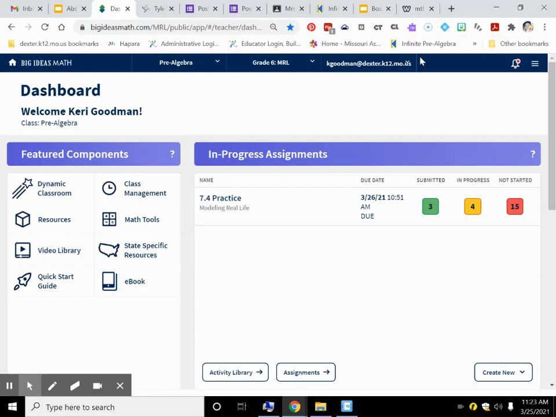Alright, we need to get our Chromebooks out. Go to Big Ideas Math and be working on your Big Ideas Math assignment. Thank you. We need paper. Yes, you will need paper to do your work on. There's paper up here in the tray.